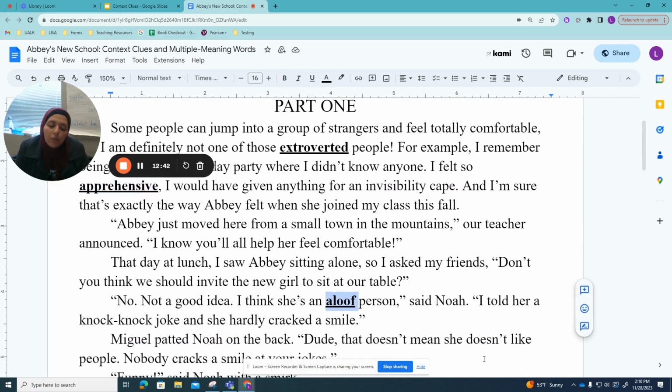And then as we kept reading, we saw the word aloof. So when Noah gave her that joke, she didn't even crack a smile. She was just sitting by herself and didn't even laugh, which suggests that she likes to keep to herself and doesn't want to engage with others, right? She's kind of an alone person, which is another way we guessed what a new vocab word means.